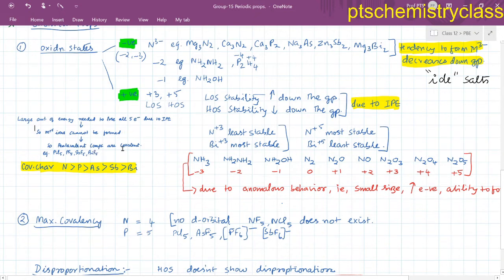And therefore, pentavalent compounds are covalent in nature. If you take PCl5, PF5, SbF5, BiF5, they will be covalent in nature. Why are they covalent in nature? Whenever a compound requires very high energy for its formation, then it will generally be covalent in nature.